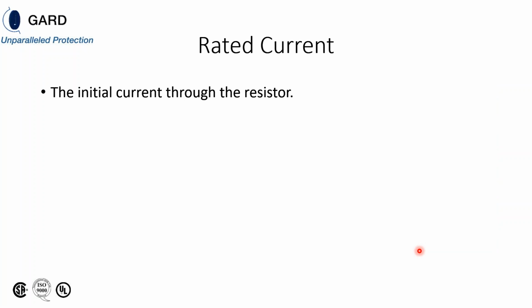The rated current is not what we expect it to be. It is the initial current through the resistor. Remember we said earlier that the temperature coefficient of resistance materially changes the resistance value of your resistor. So the rated current is only the initial current that we first limit the fault current to. And then the resistance is going to increase, thereby reducing the current at the end of the temperature range.